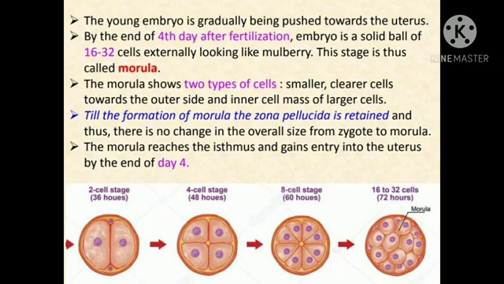The morula reaches the isthmus and gains entry into the uterus by the end of the day 4. So this is what all happens after the 4th day after the fertilization: how it goes and how it reaches to the isthmus, and then how it gains the entry into the uterus by the end of the day 4.